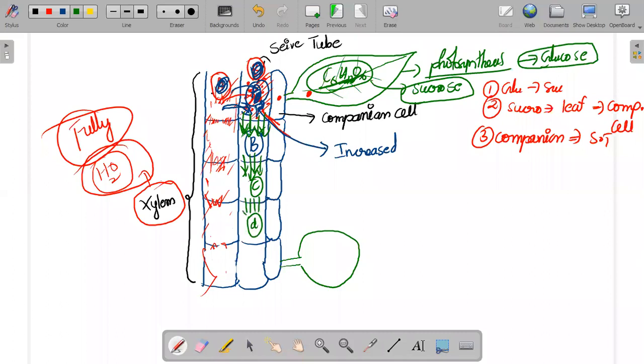This will go to this side. And the last cell, that is the E cell. Water will move from the D to the E. Here one thing you have to understand: along with the water, along with the H2O, what is also getting transported in heavy quantities? That is the sucrose molecules.